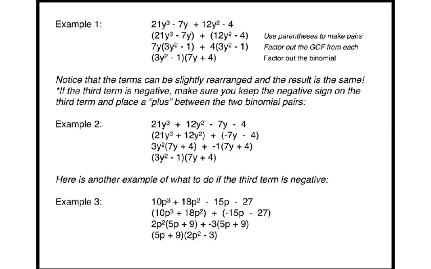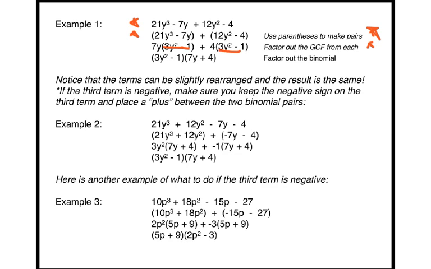Here is an example. We have 21y cubed minus y plus 12y squared minus 4. We're going to use parentheses to make two pairs. So we group the first two terms together and the second two terms together. In each pair, you factor out the GCF from each. So in the first binomial, you can factor out a 7y, leaving behind 3y squared minus 1. And in the second binomial, you can factor out a 4, leaving behind 3y squared minus 1.